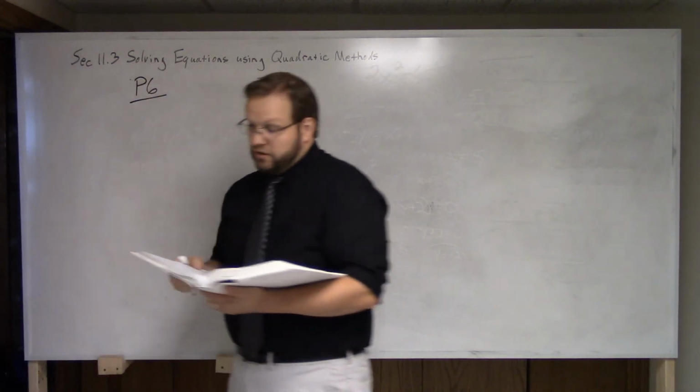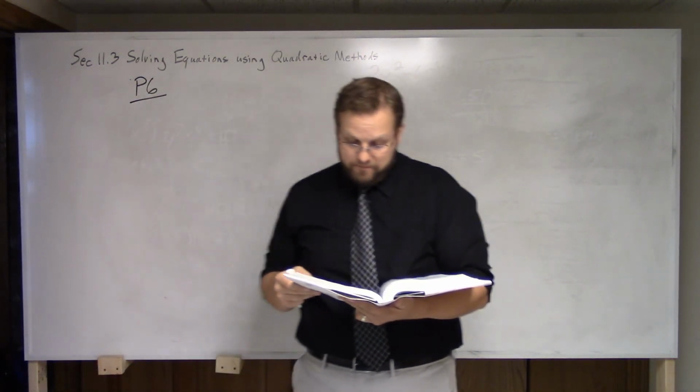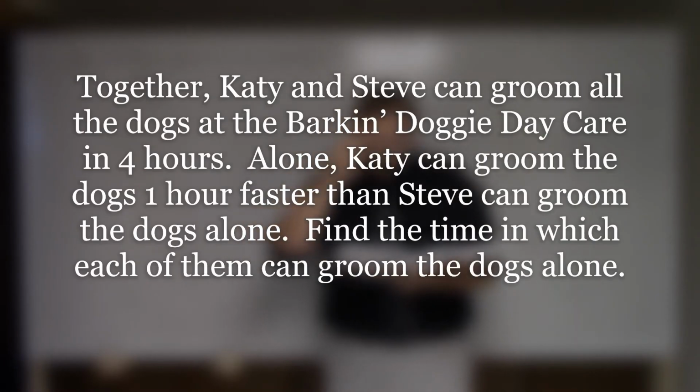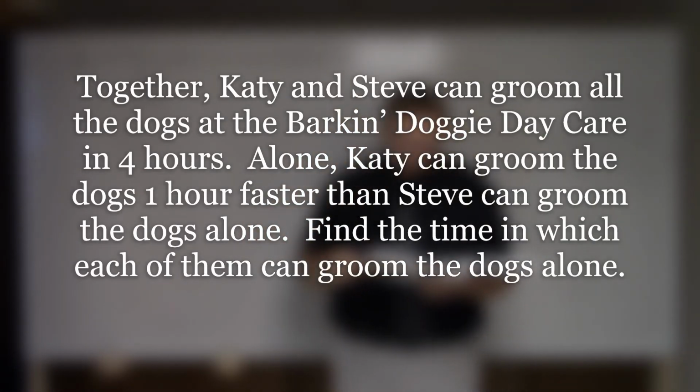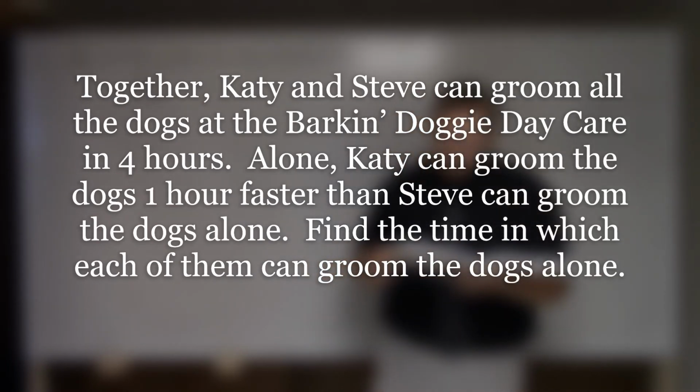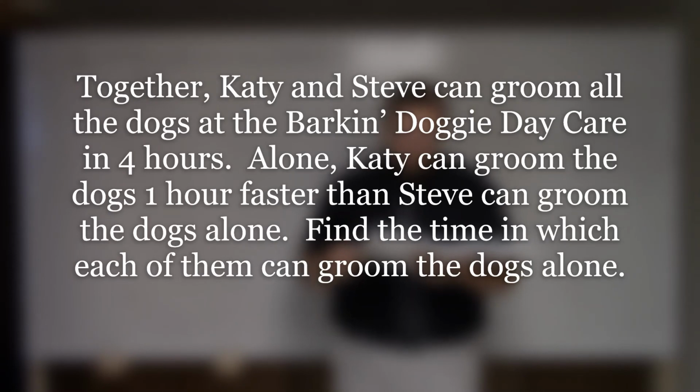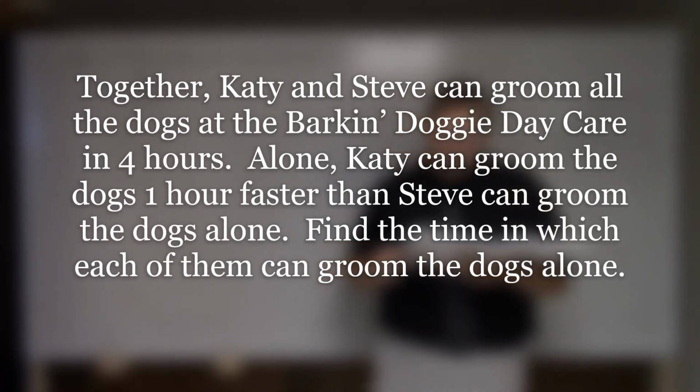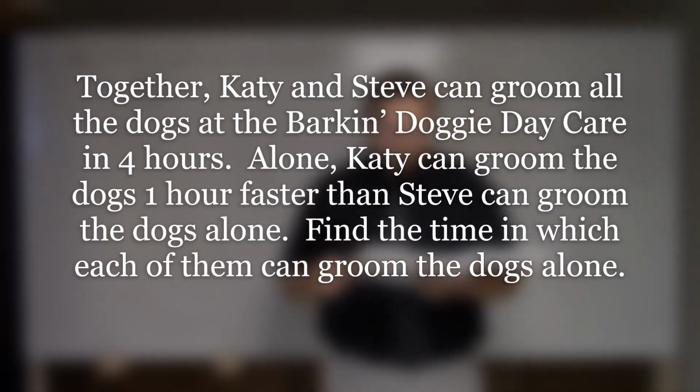Practice 6 is found on page 685, and it says, together, Katie and Steve can groom all the dogs at the Bark and Doggy daycare in 4 hours. Alone, Katie can groom the dogs 1 hour faster than Steve can groom the dogs alone. Find the time in which each of them can groom the dogs alone.